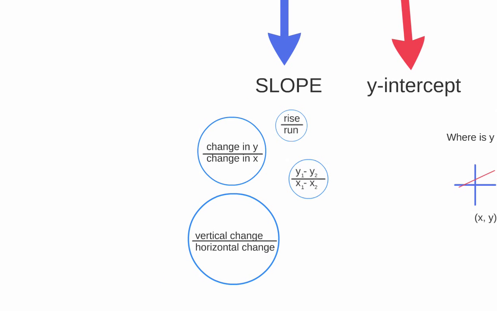Looking at the slope, there are a lot of different ways you can think about slope. It could be rise over run. That's probably the most common way you'll hear about it. It could be a change in y over a change in x, or it could be a vertical change over a horizontal change. Or my favorite way is y1 minus y2 all over x1 minus x2. That one's probably the trickiest to say, but the easiest to actually understand once we get into the problems that we're going to be doing later.